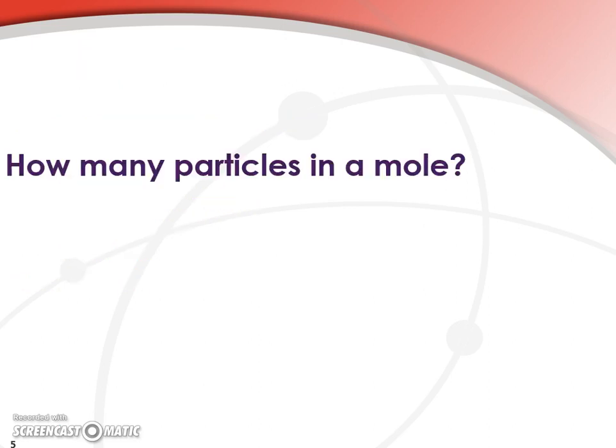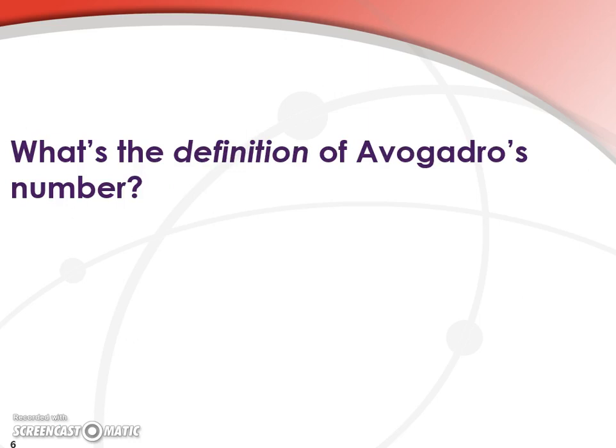So, review from yesterday. How many particles are in a mole? That's right, 6.02 times 10 to the 23. What's the definition of Avogadro's number? And the answer is, Avogadro's number is the number of carbon atoms in 12 grams of pure carbon.